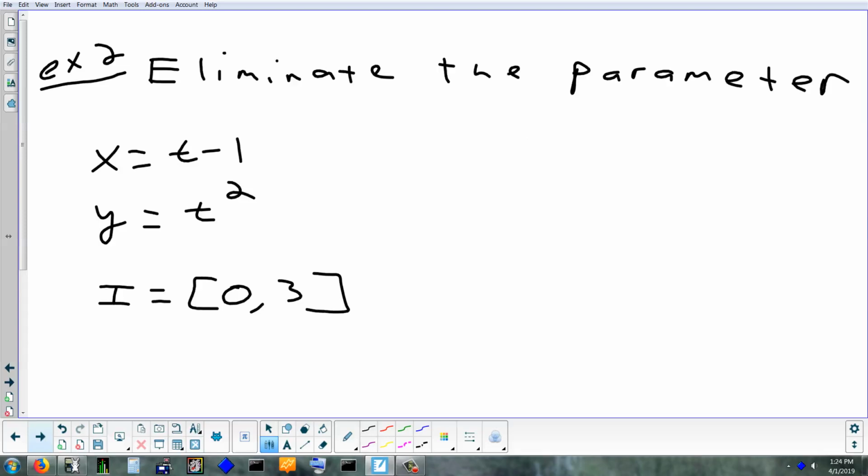So which equation do you get t by itself? The x. So if you do that, that top equation says that t would equal what? X plus 1. Now, what do I do with that x plus 1?